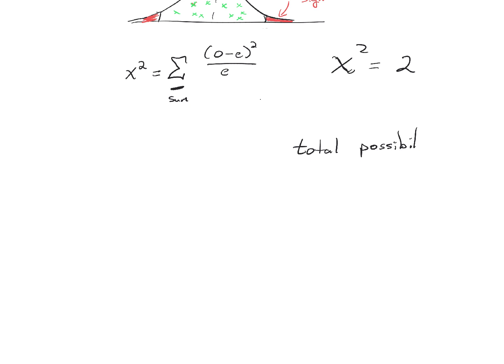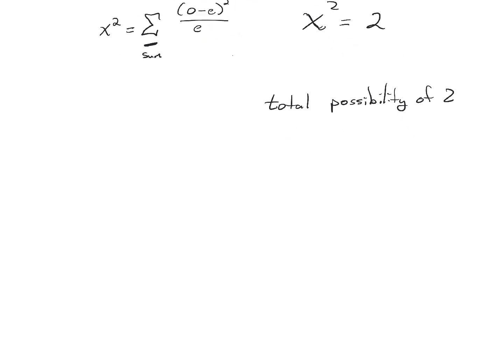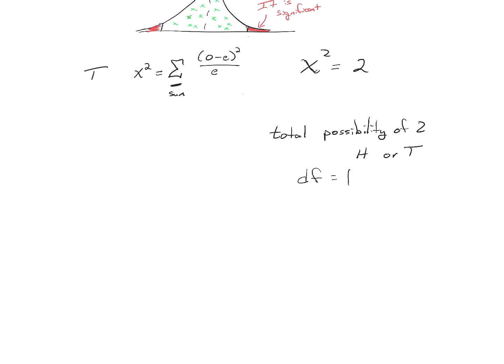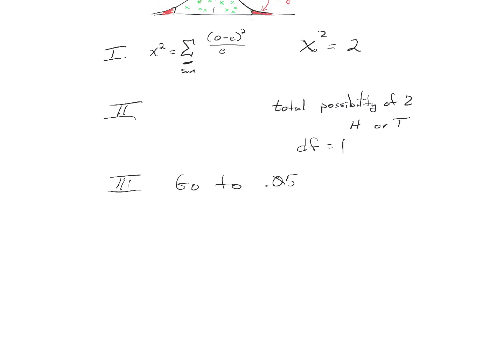No. Possibilities of 2. It's either heads or tails. That's 2. So what's the degrees of freedom? Degrees of freedom equals 1. So 1, I calculated. 2, I calculated. I figure out the degrees of freedom. 3, I go to 0.05 on the table. You're always going to have a table.